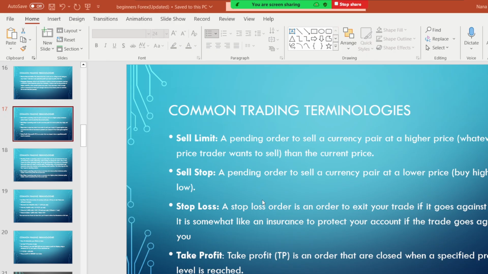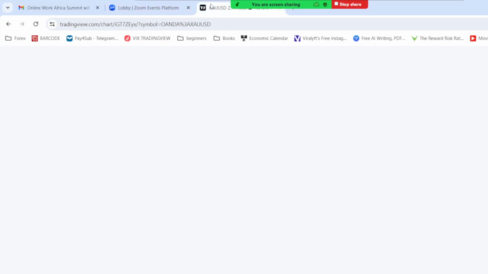So there are four main types of pending orders. We have the sell limit, we have the buy limit, and we have the sell stop, and then we have the buy stop as well. So yesterday I spoke about the fact that the sell limit order is a pending order to go short or to sell a currency pair at a level that is higher than the current price. And then with the sell stop, you are looking to sell at a price level that is lower than the current price. So let's say we have a chart right here.